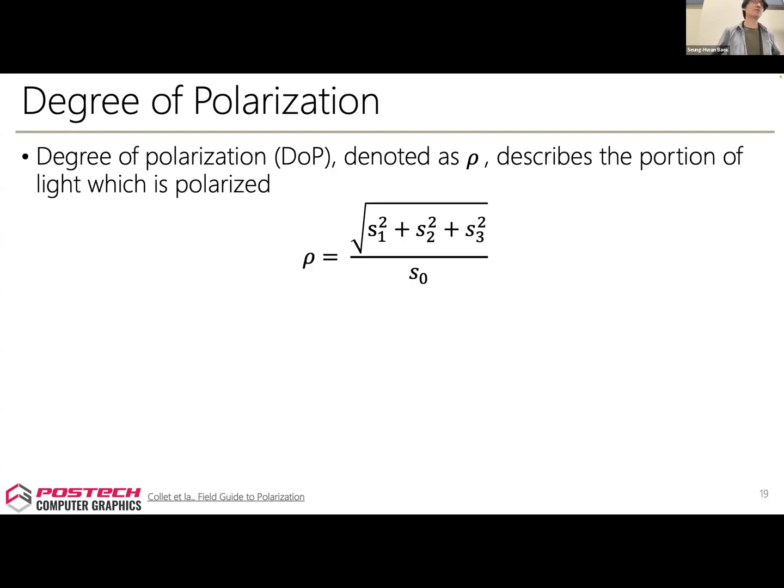The next concept that you may need to know is the degree of polarization, in short DOP, here denoted as rho. This DOP describes the portion of light which is polarized. So very simple: we take the square root of S1 squared plus S2 squared plus S3 squared, and divide it by S0. So how much of the light is polarized, given this entire energy? This is the degree of polarization.